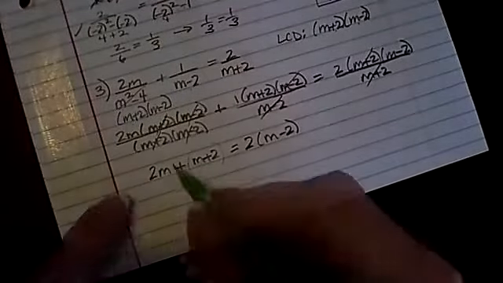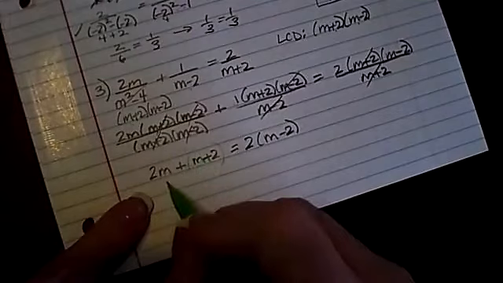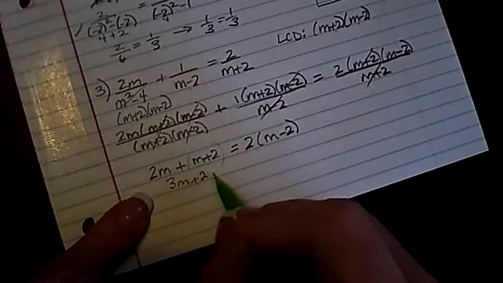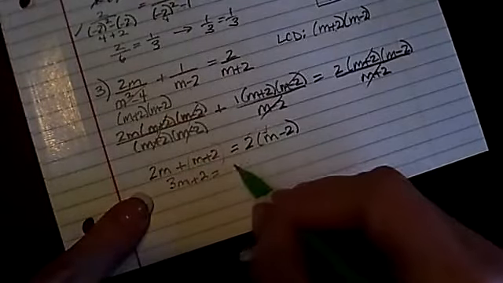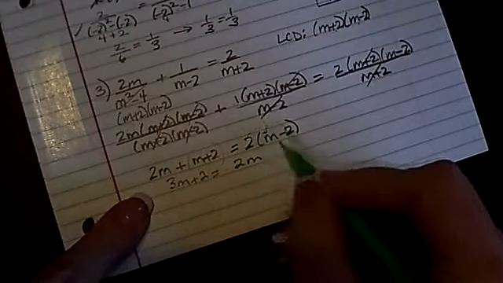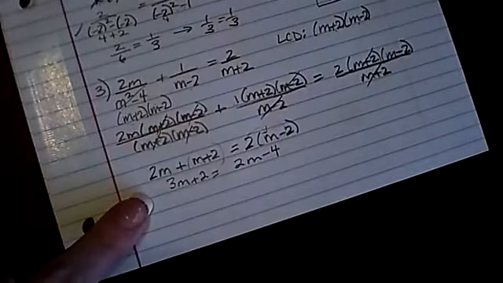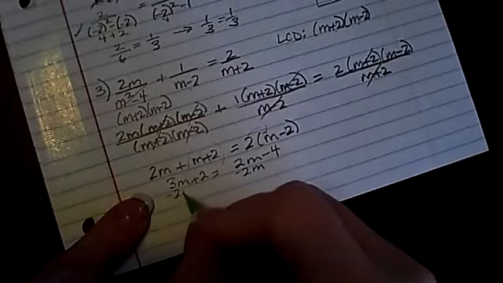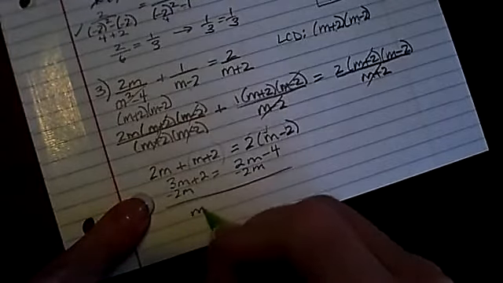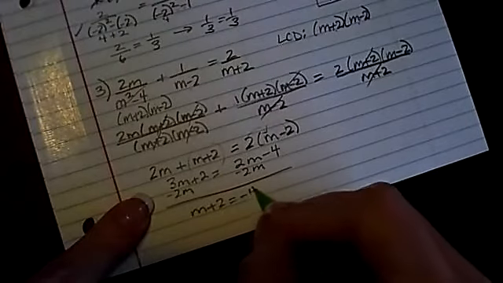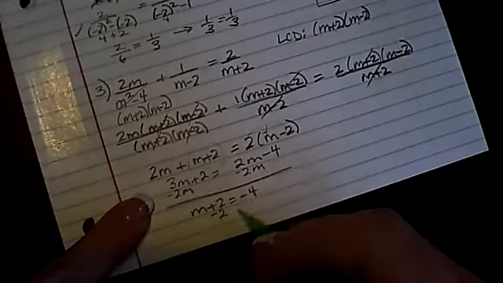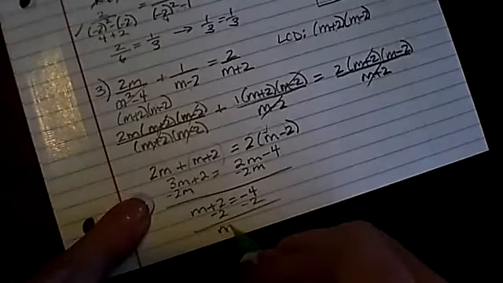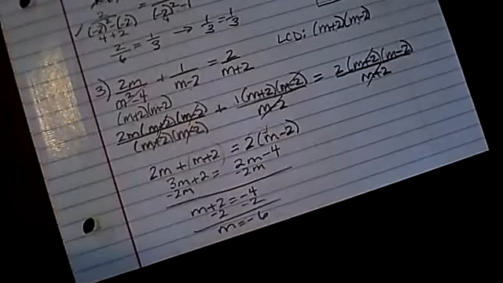All right, so here we have 2m plus 1m is 3m. Let's distribute 2m minus 4. Solve this for m. Okay, and let's get this variable by itself here. So m is equal to a negative 6.